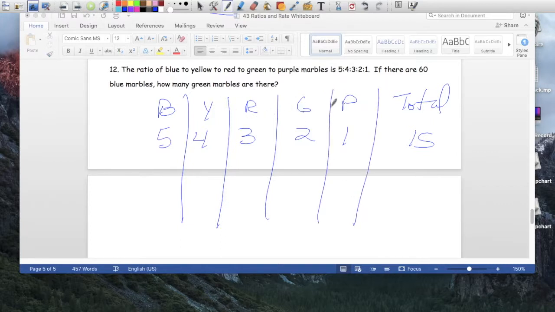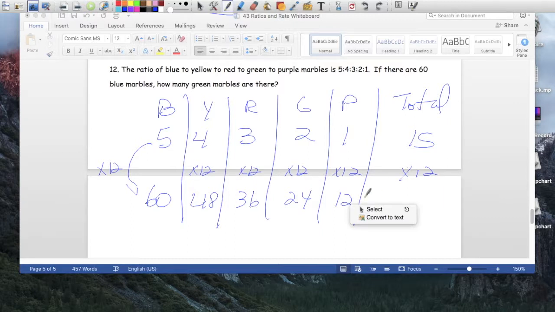Right? Part B. 60 blue marbles. How many green marbles are there? So if there's 60 blue, that would go over here. What is it? Times 12. So everything would be times 12, times 12, times 12, times 12. So it'd be 48, 36, 24, 12, and 15 times 12 would give us whatever.